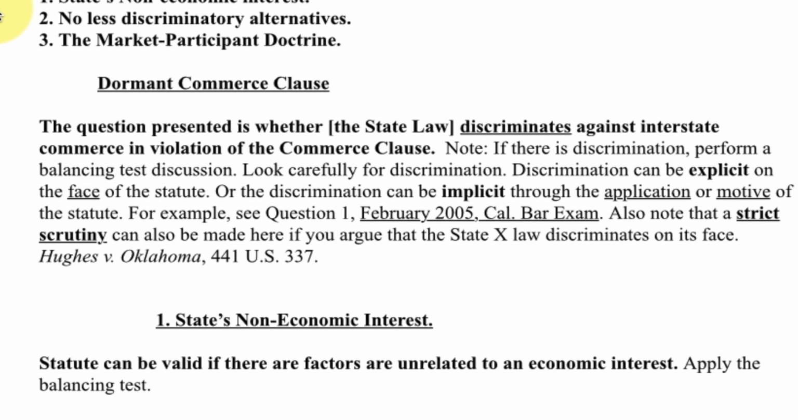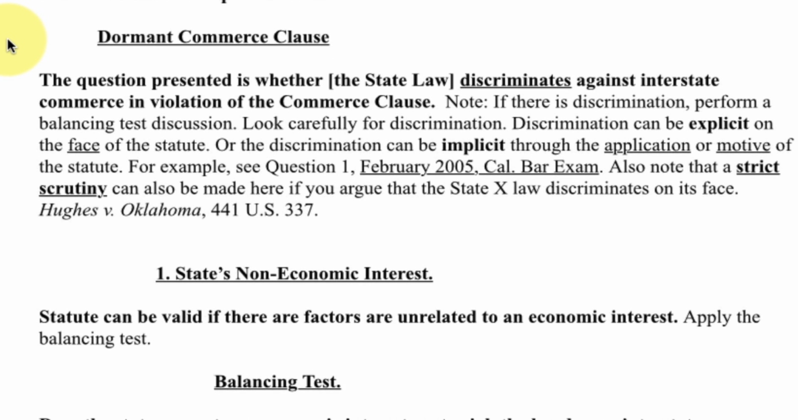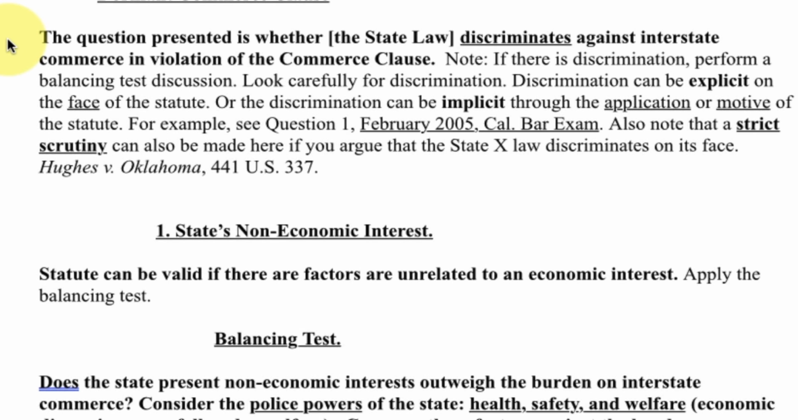If you have not taken this exam, by all means, look at these cheat sheets and then answer this question. So, number 1, consider the state's non-economic interest. Number 2, are there any less discriminatory alternatives? And number 3, that defends the market participant doctrine. So let's start with the Dormant Commerce Clause, as we said earlier. The first thing we want to know is if the regulation discriminates.